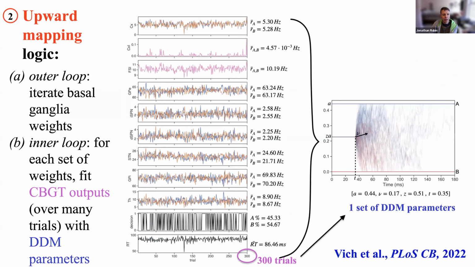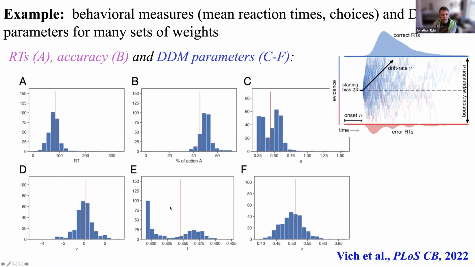Here's an example of what we got when we did many iterations of the outer loop. For each outer loop iteration, we got one set of DDM parameters, and we got one mean reaction time and percentage correct. Here are the distributions of all six of those things. The first two are coming from the basal ganglia, so percent of action A should be right around 50%. And then these are our DDM parameters that best fit the output.